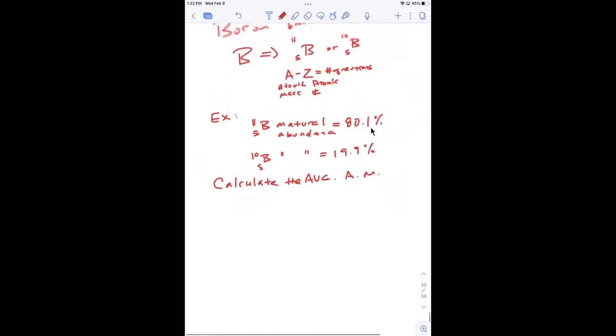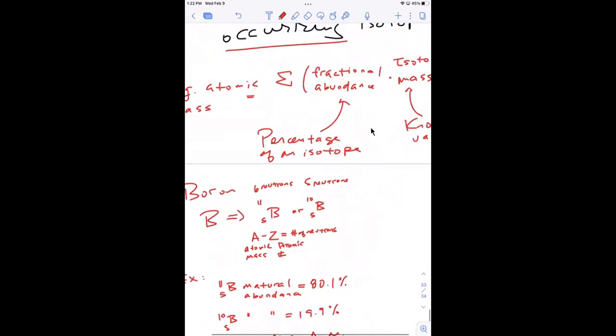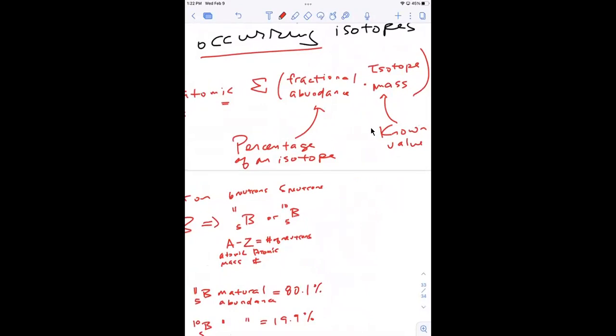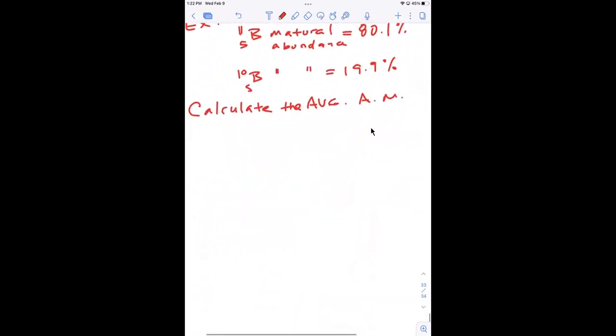I'm just going to abbreviate that. So calculate the average atomic mass. We're going to use this formula up here. It's the sum. You have 2 isotopes, so you have to do this twice. It's the sum of the fractional abundance times the isotope mass for each isotope. All right, so for B11, let me give you the numbers, and make sure you've got your calculators out.